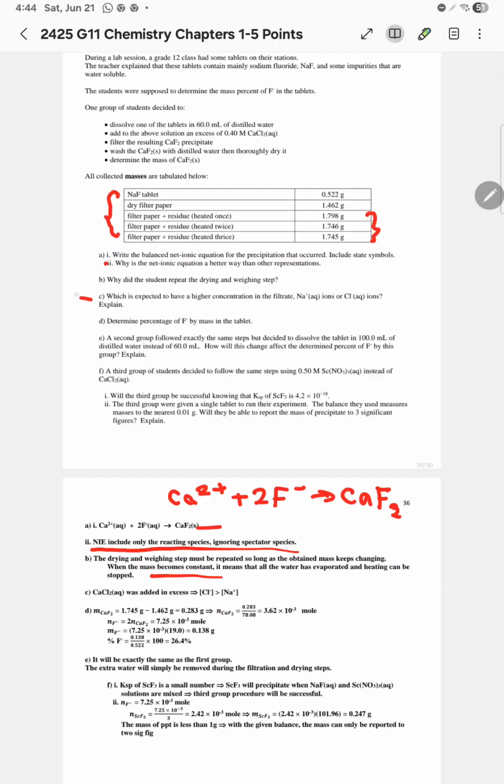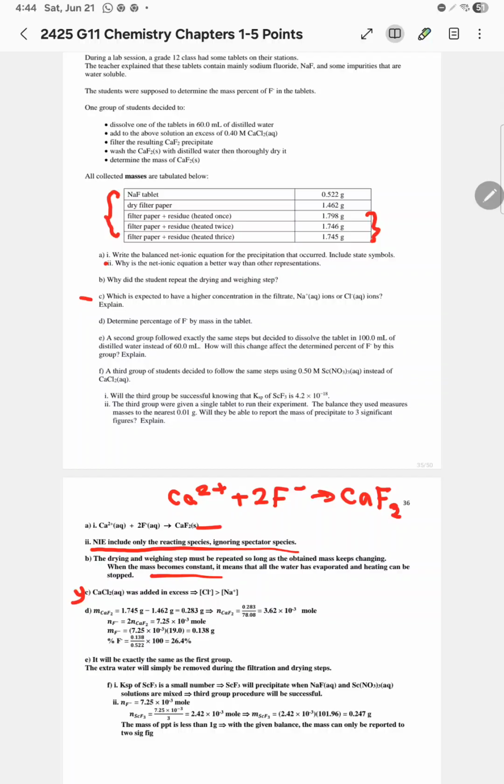Part C. Which is expected to have a higher concentration in the filtrate, Na+ or Cl- ions? It's obviously going to be the Cl-, from the CaCl2, because you kept adding it in excess. Why do you add it in excess? Because you want to add it until your precipitate stops forming. You want all the F- to finish from the NaF. So you keep adding CaCl2 until all the F- ions are done. So the CaCl2 is going to be added in excess, so you're going to have more Cl- ions than Na+ ions.